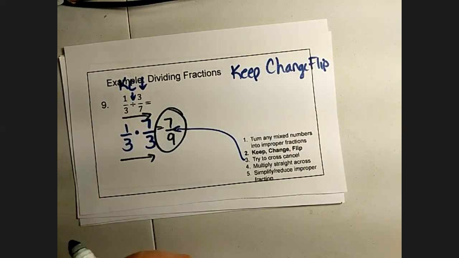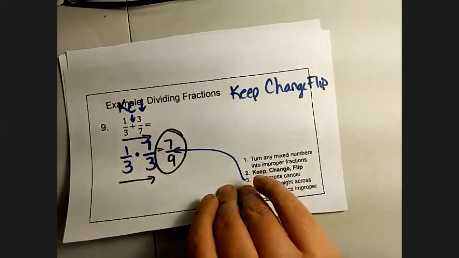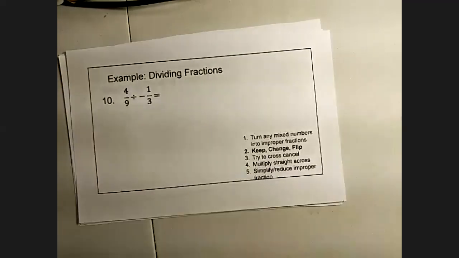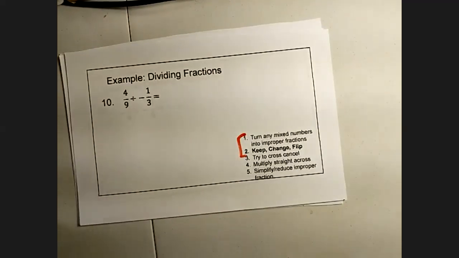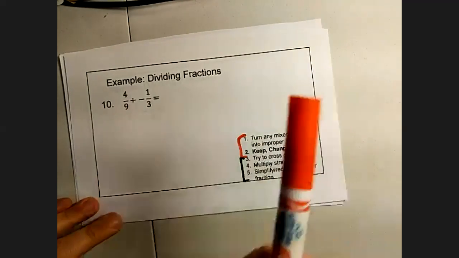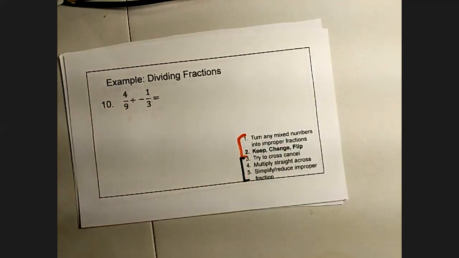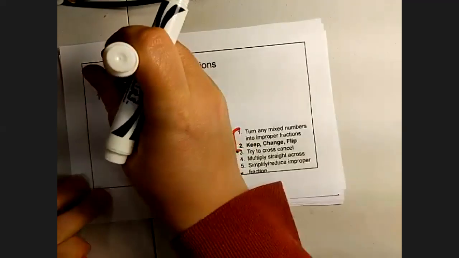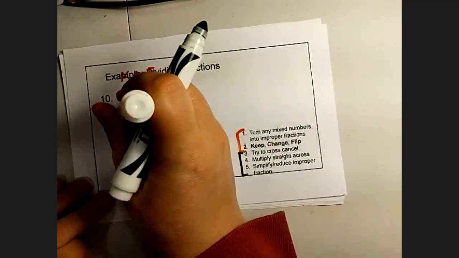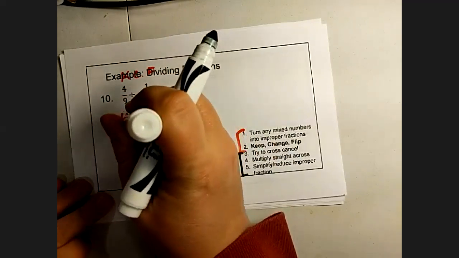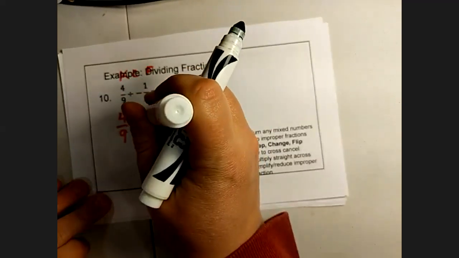So I'm going to use some different colors here because the purple and the black don't look different enough. But I'll use red and black, and hopefully that'll show up. So we'll show the red for the beginning piece of this, and then we'll show the black for the multiplying. So what we're going to do first is keep, change, and flip. So we're going to keep the 4/9. We're going to change the divide to a multiply, and we're going to flip this guy over.